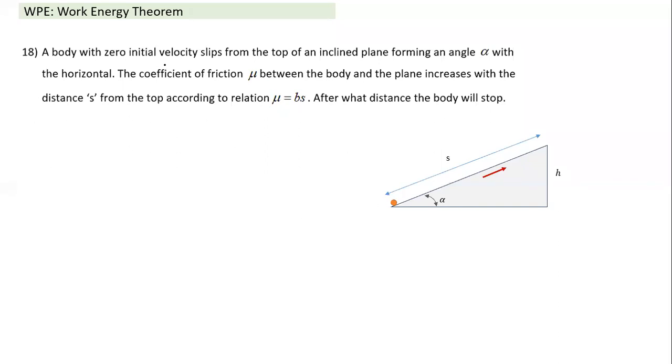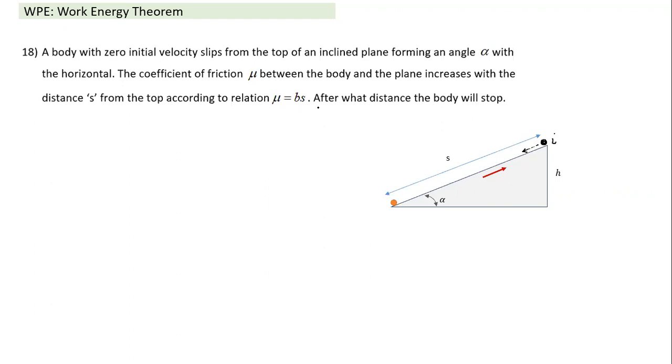See, the body initially has initial velocity 0. So you can imagine, I have not marked here, let's say it is somewhere here. Initially it is here, and it starts slipping on the inclined plane, forming an angle alpha. So in most cases, even if the figure is not given, you should be able to draw a figure. The coefficient of friction mu is varying with distance s from here.